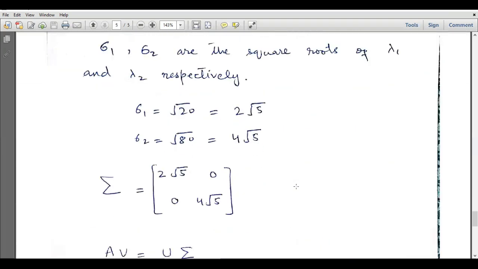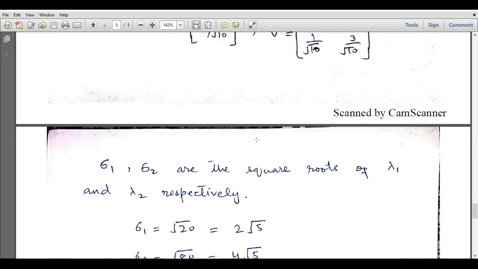Now we can evaluate the sigma matrix. Sigma 1 and sigma 2 are the square roots of lambda 1 and lambda 2 respectively. So sigma 1 is equal to square root of 20. This was lambda 1, and sigma 2 is equal to square root of 80, and these can be written as 2 square root 5 and 4 square root 5.